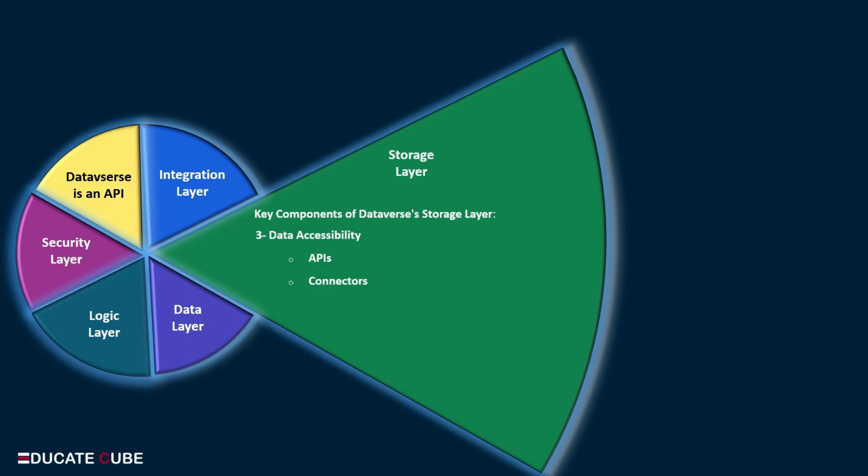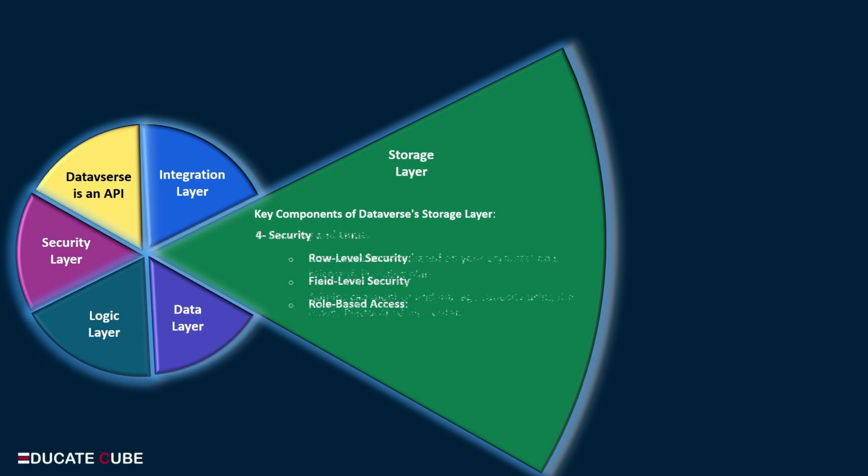Next point is security. Security is paramount in Dataverse. It offers row-level security to control access to specific rows of data, column-level security for protecting sensitive columns in a table, and third is role-based access control for managing permissions based on user roles for granular control.